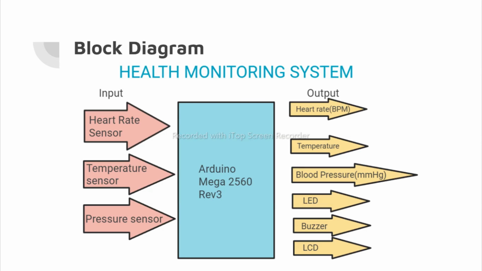So here is the block diagram of the health monitoring system, which has 3 inputs and 6 outputs. The inputs are the heart rate sensor, temperature sensor and the pressure sensor, while the Arduino Mega acts as the execution component for the output. The outputs are the heart rate, temperature, blood pressure, LED, buzzer and LCD.